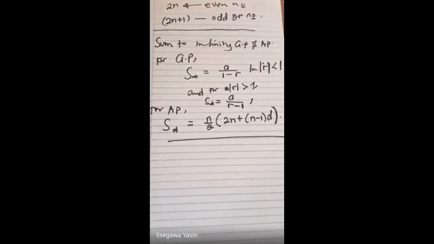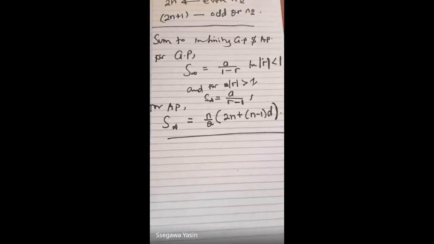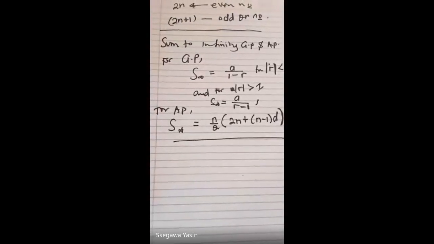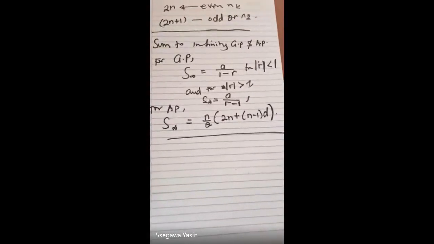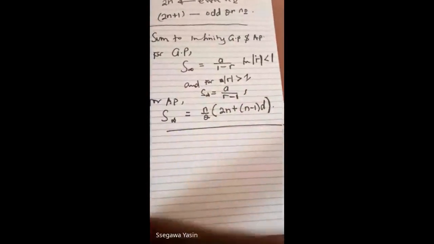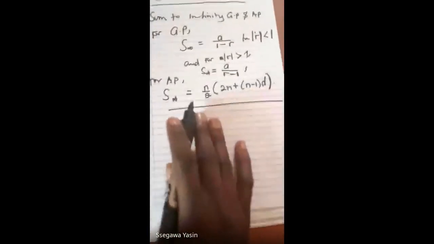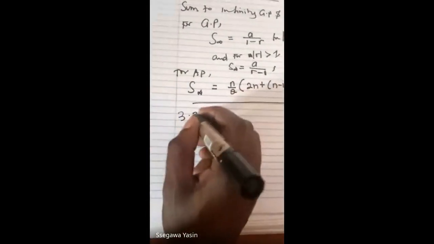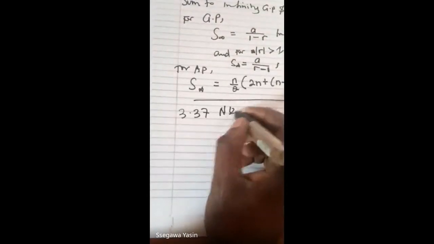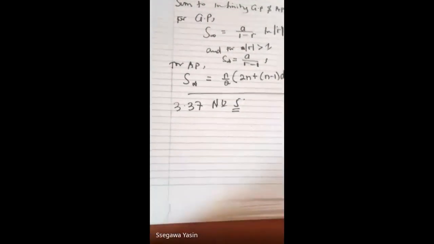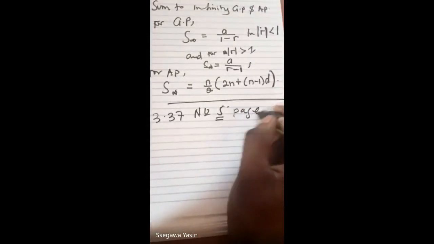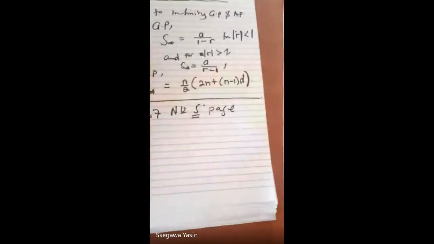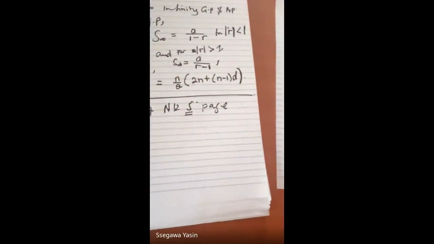Coordinator, did you do exercise number 5? Hajat, did I give you exercise number 5? Exercise 3.37 number 5? Did we do exercise 3.37 number 5? Did I give it to you on page 35?